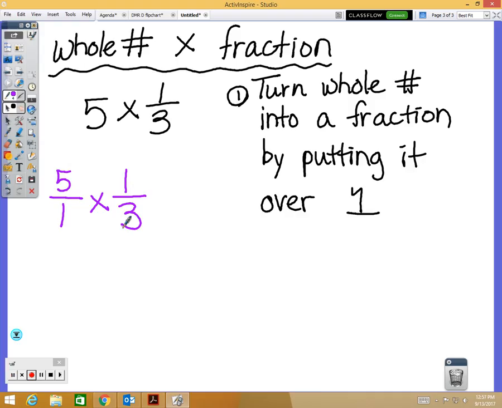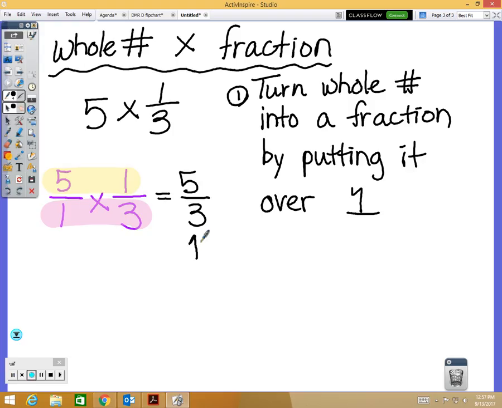Once you have that, then it's just like the problems we were doing, correct? Like those last 3 problems we did, fraction times fraction. So you multiply the top, and then you multiply the bottom, and you get your answer. So what is my answer? 5/3, good.